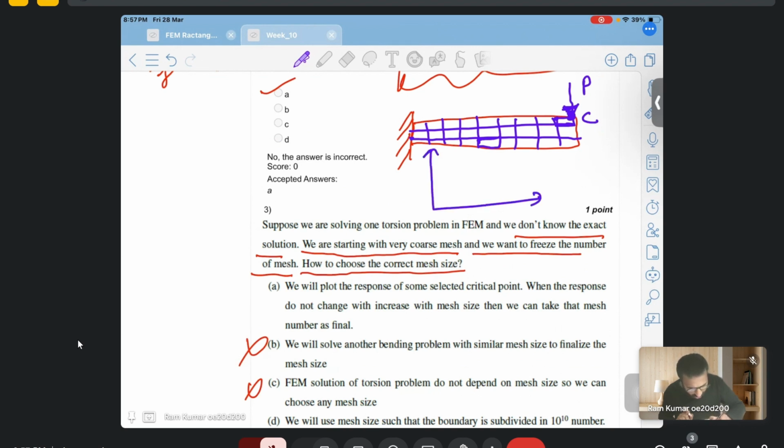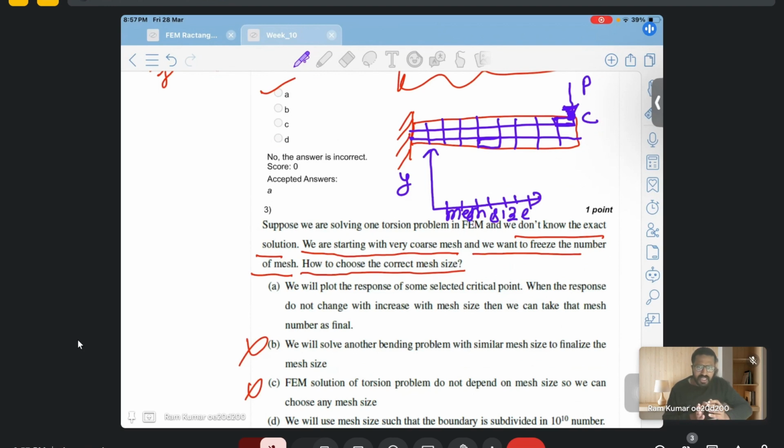This is the mesh size, and this is the displacement. What I will do is change the mesh size. For example, first I take 10, then 20, 30, 40, 60, like this.